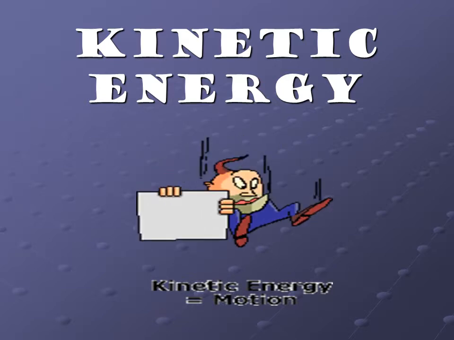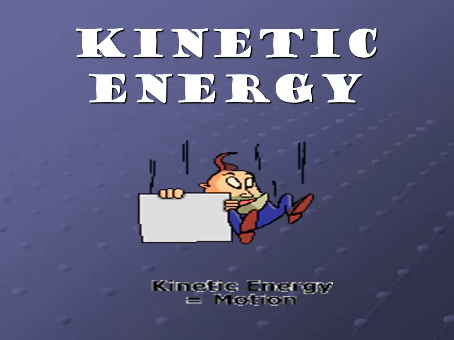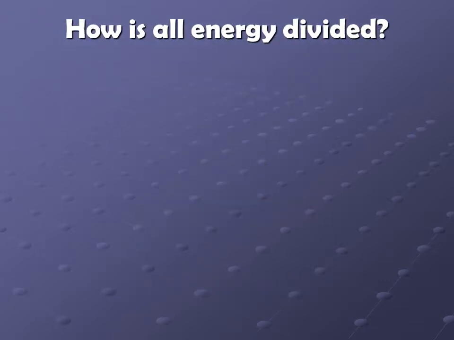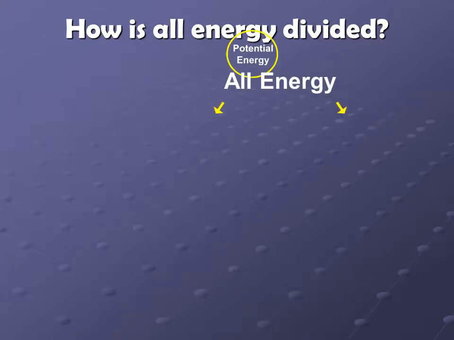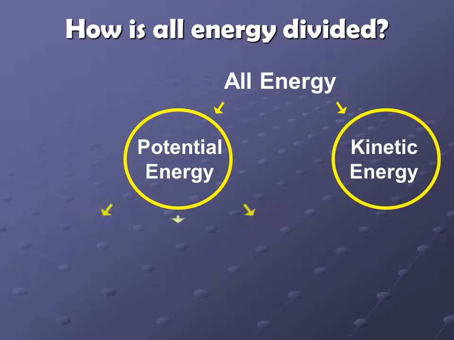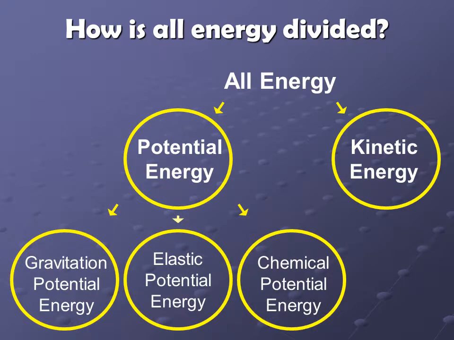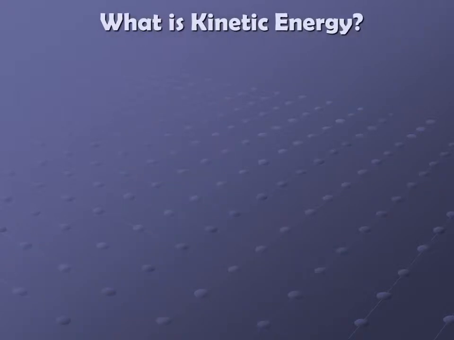So we're getting ready to start our kinetic energy lesson. The first thing we want to talk about is how is all energy divided? Well, all energy is divided into two different kinds, potential energy and kinetic energy. And potential energy can be divided into three different kinds: gravitational potential, elastic potential, and chemical potential. We'll talk about those three more in depth in the next video.